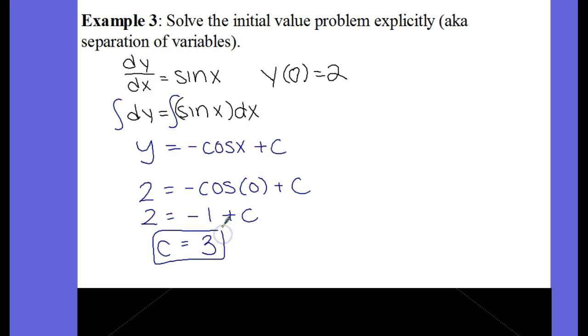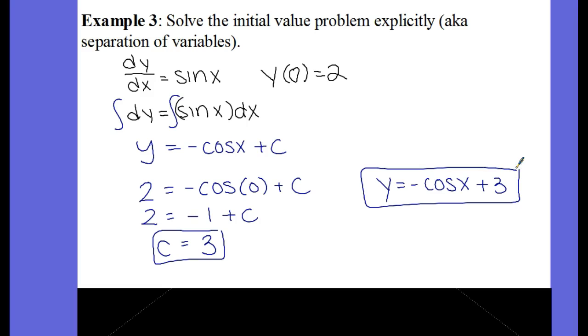So the equation that satisfies this initial condition is y equals negative cosine x plus 3. So that is the equation that satisfies the initial condition.